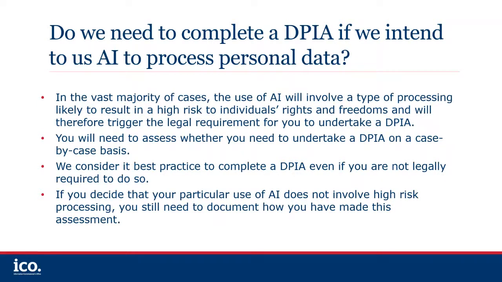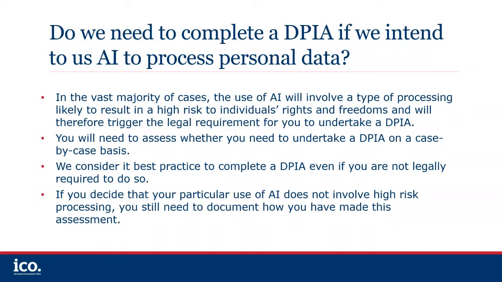In the vast majority of cases, the use of AI will involve a type of processing likely to result in a high risk to individuals' rights and freedoms, and will therefore trigger the legal requirement for you to undertake a DPIA. Article 35(3)(a) of the GDPR requires you to undertake a DPIA if your use of AI involves systematic and extensive evaluation of personal aspects based on automated processing, including profiling, on which decisions are made that produce legal or similarly significant effects, or large-scale processing of special categories of personal data, or systematic monitoring of publicly accessible areas on a large scale.